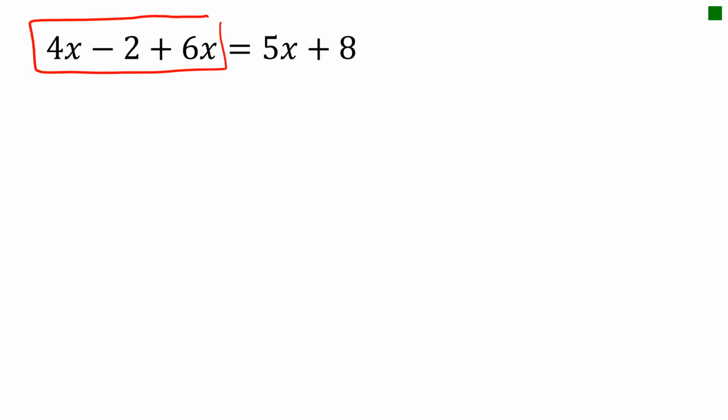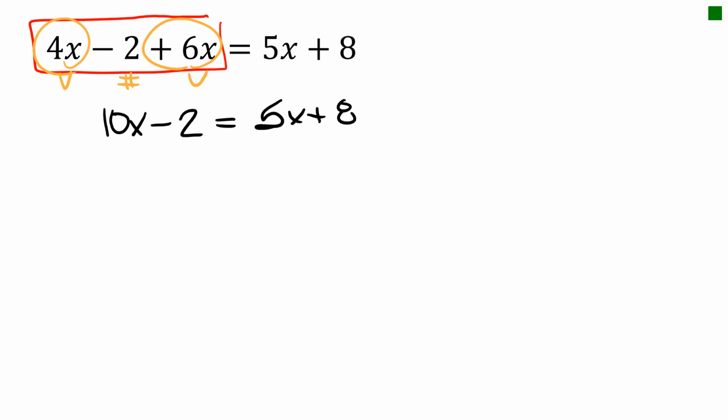Left-hand side, no distributive property, but I do have to clean up. I've got a variable, a number, and a variable. So I'm going to put my two variable terms together. 4x plus 6x is 10x, and I still have minus 2. On the right-hand side, there's nothing that I need to do. It's already nice and clean.